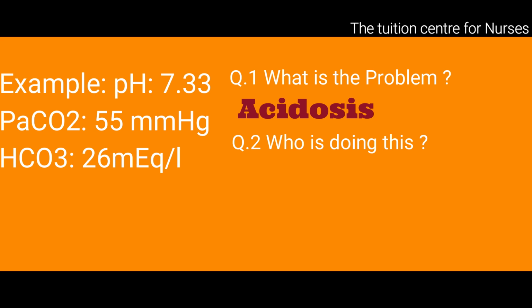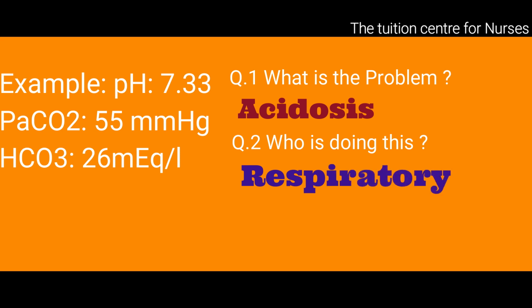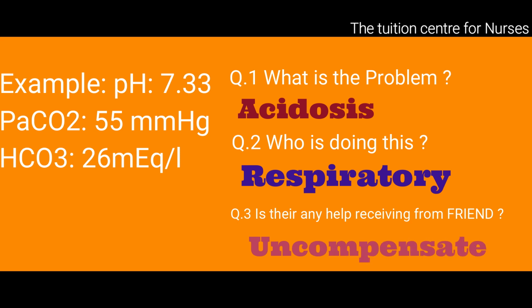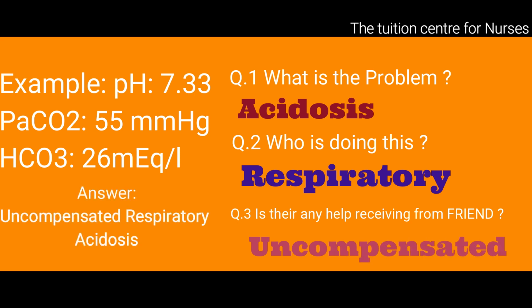So we will think that the problem is respiratory first. Then the HCO3 value is 26, which is within the normal range. And an HCO3 value of 26 would not make the pH acidic like that. So we can confirm that the problem is respiratory. So this is respiratory acidosis. And then our next question is, is there any help being received from the friend? In this case, the friend will be the kidneys. The HCO3 value is still within the normal range. So the kidney is not trying to compensate or is not trying to help his friend come out of the problem. So this makes it uncompensated. So your answer should be uncompensated respiratory acidosis.